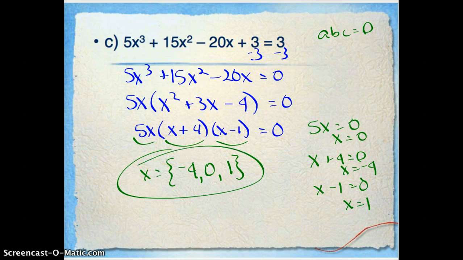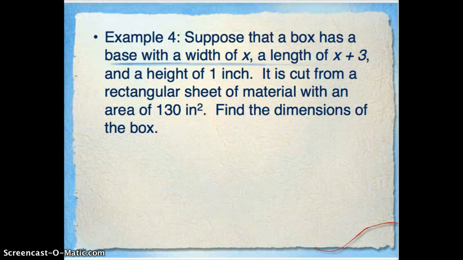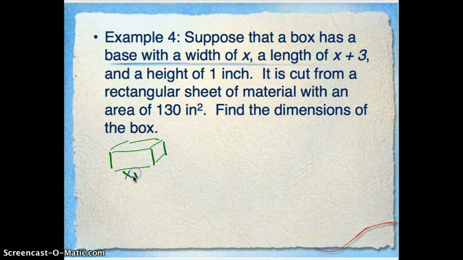All right. So hopefully you're practicing some of these on your own and you're seeing if they're working. This last one is tricky. So here it is. Suppose that a box has a base with a width of x, a length of x plus 3, and a height of 1 inch. So here you've got your little box. It says it's x plus 3 by x by 1. And it's cut from a rectangular sheet of material with an area of 130 square inches. Find the dimensions of the box.